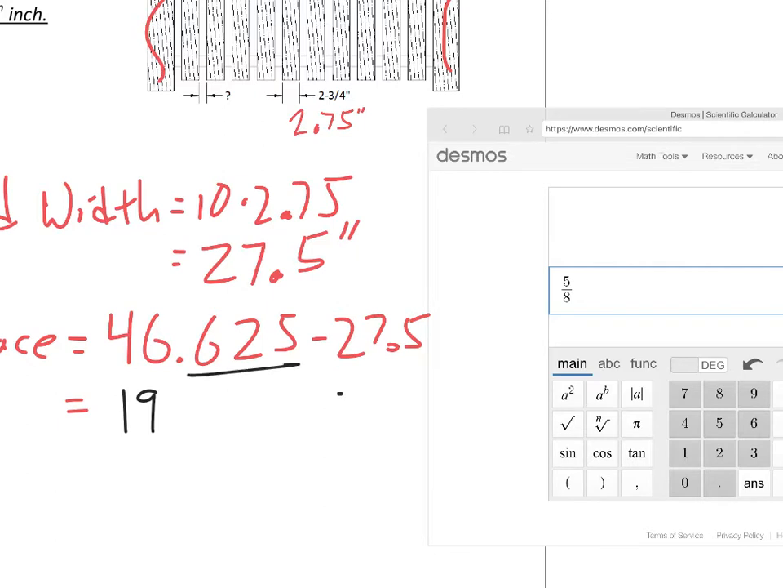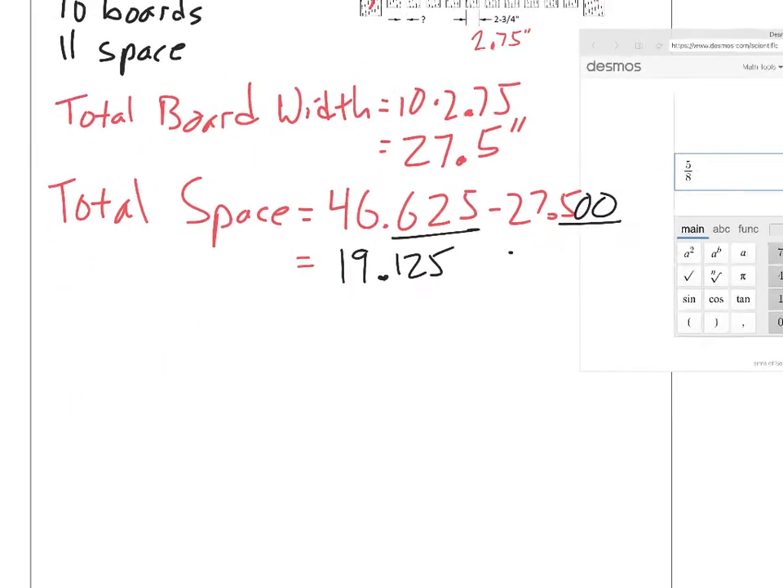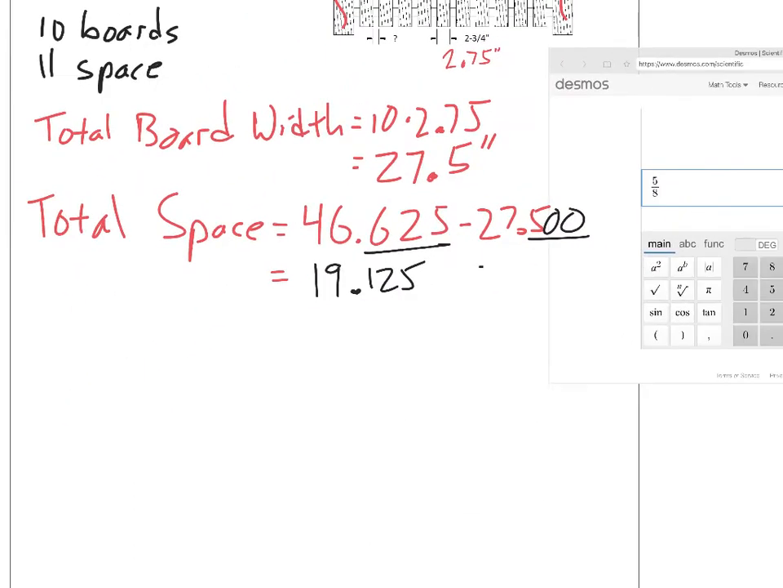And then 0.625. Think of this as 625. Think of this as 500. 625 minus 500. We can probably do that. Now you can go to calculator if you need to, but it's good practice to avoid that there. Okay. So we got the total space, 19.125.